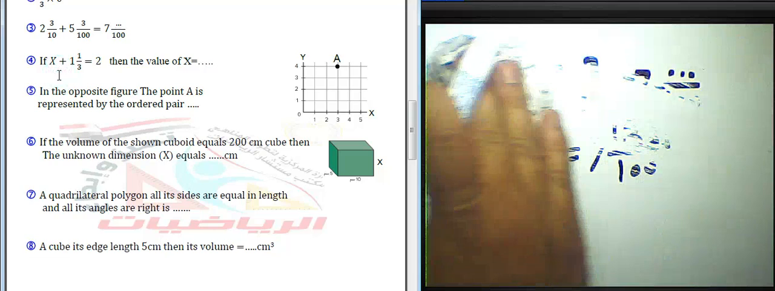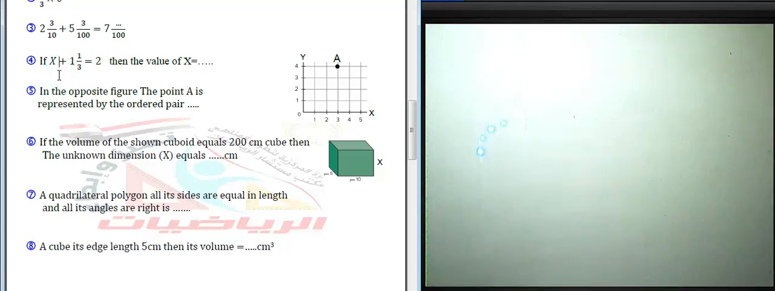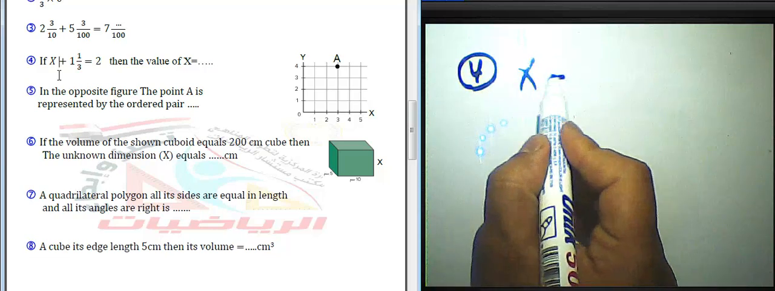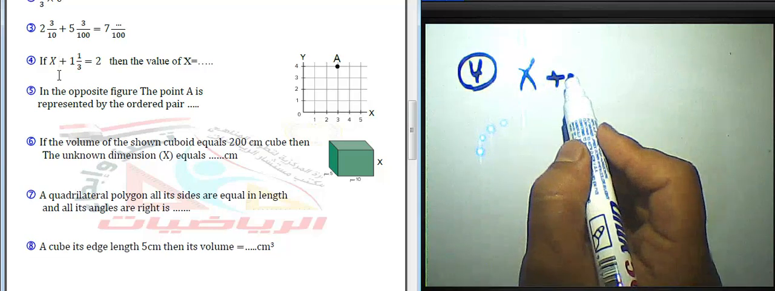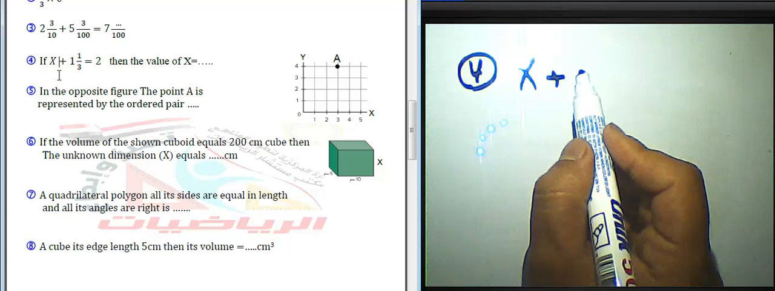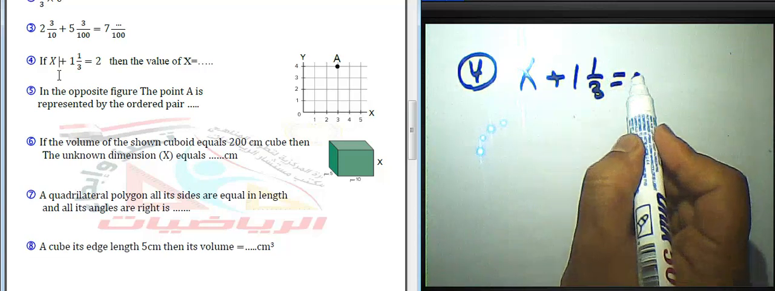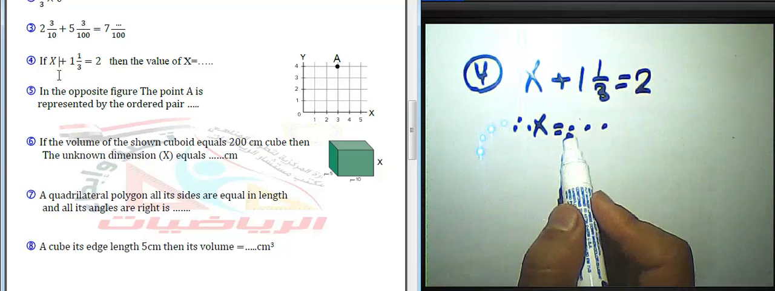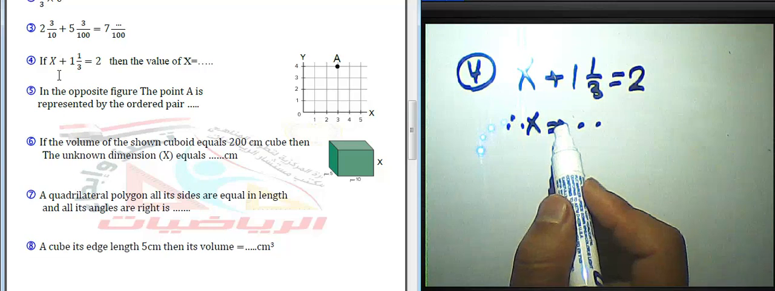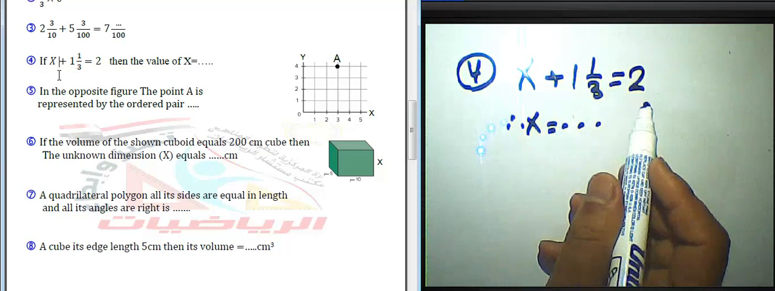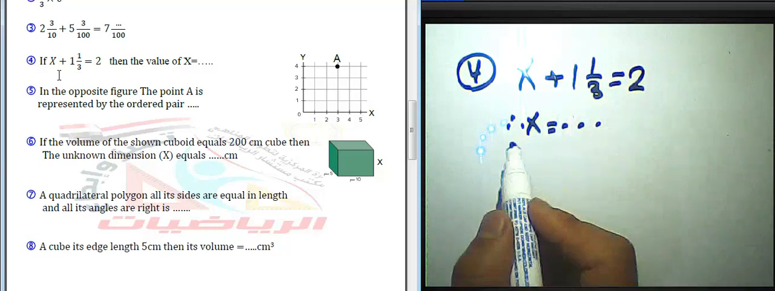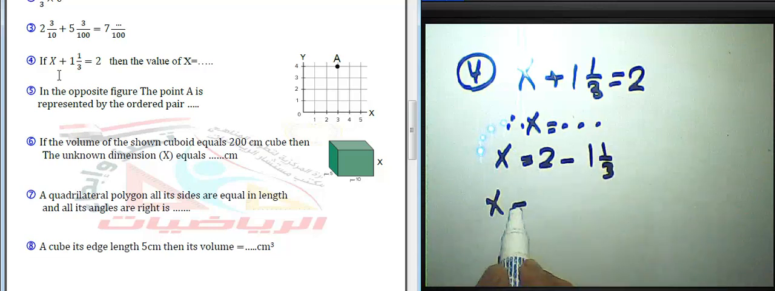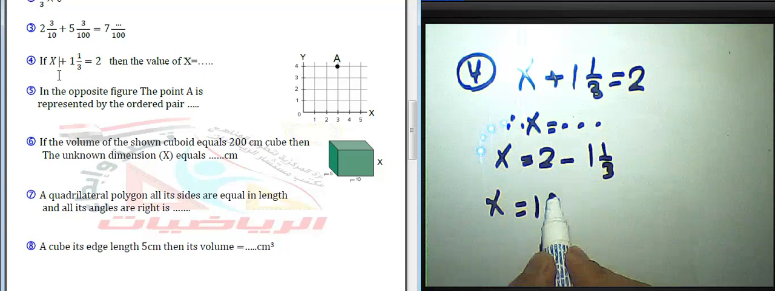If x plus 1 and a third equals 2, then the value of x equals what? Question number 4. He gives us information about the equation x plus 1 and a third equals 2. To find the value of x, we must move the third from the left hand side to the right hand side and change the sign.